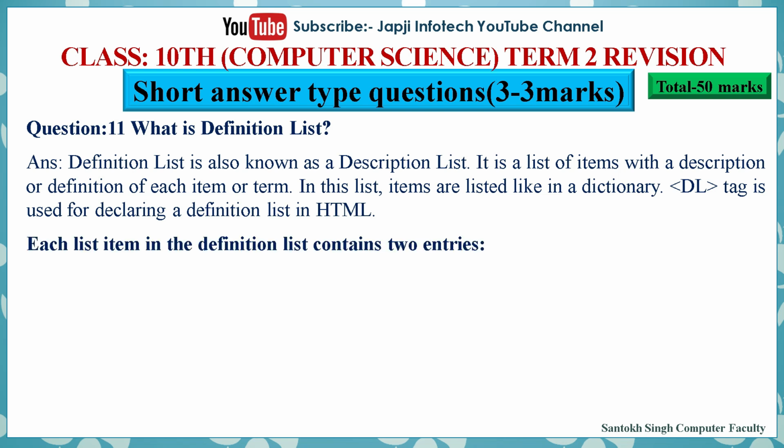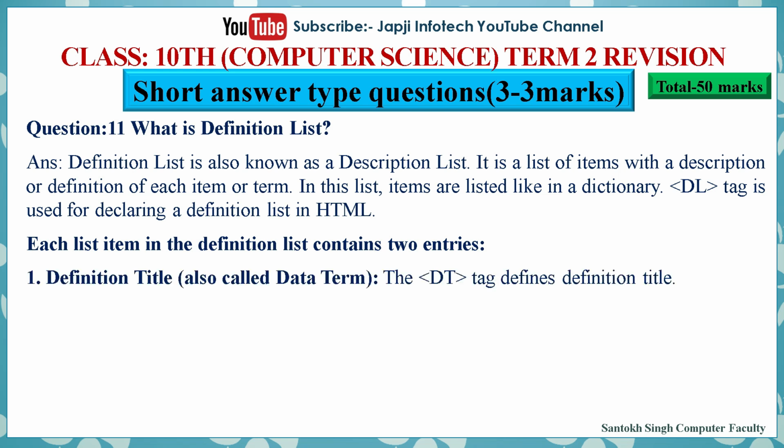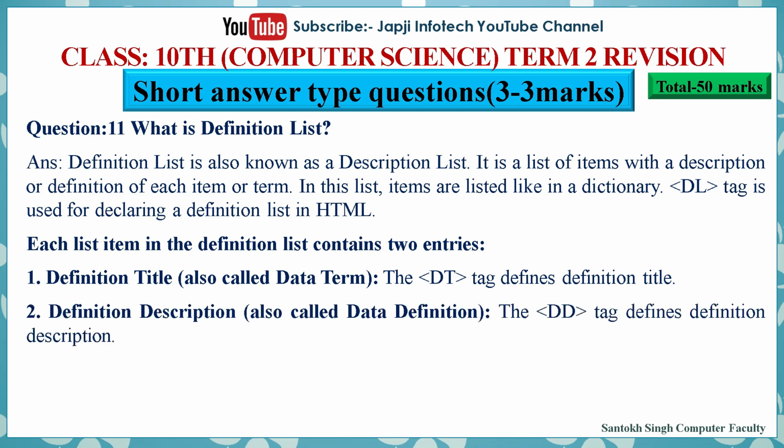So each list item in the definition list contains two entries. The first one is definition title. The DT tag defines definition title, and second one is definition description. So the DD tag defines definition description.